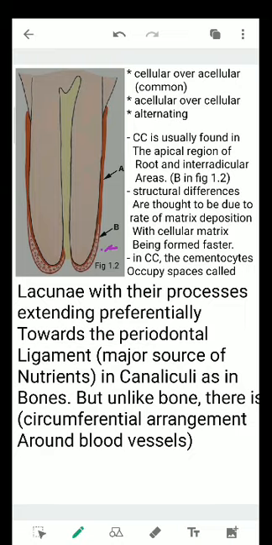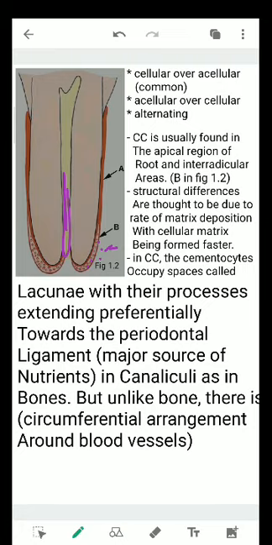You see those dots just like the cells. Cellular means it contains cell. Acellular means there is no cell, right? So it is usually found in the apical region of the root and the interradicular areas. Now, structural differences are thought to be due to the rate of matrix deposition. So the reason why we have acellular and cellular is simply as a result of matrix deposition.